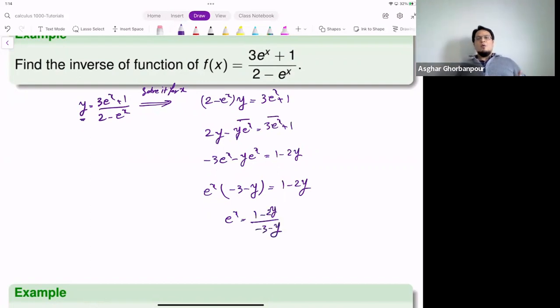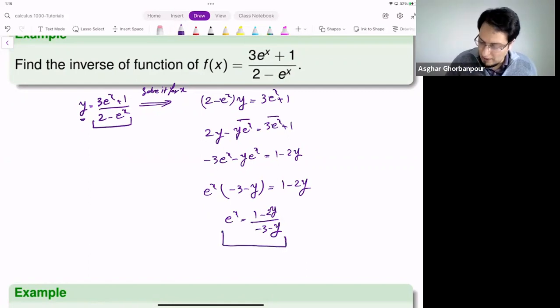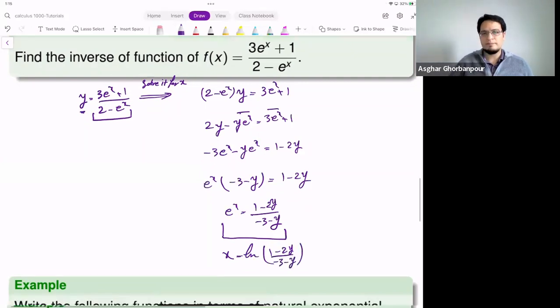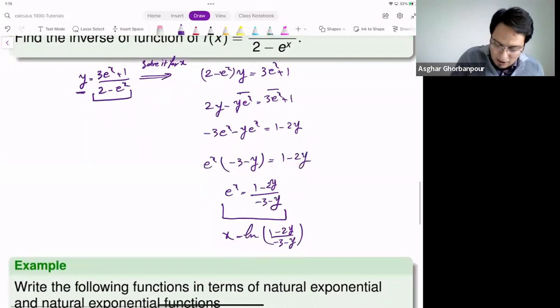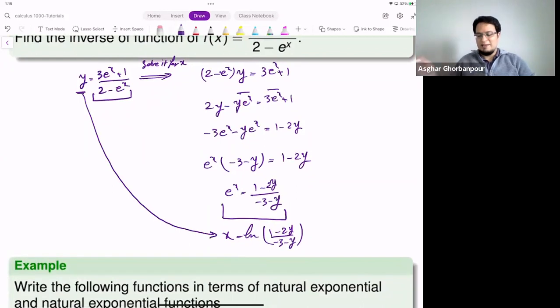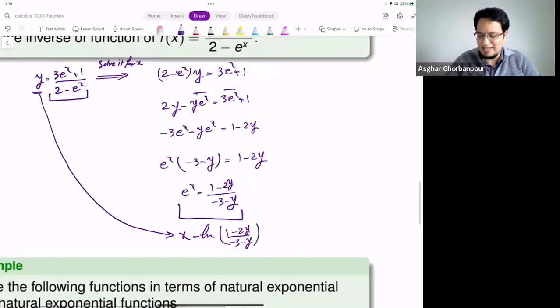Very nice. Well, to get this output, my input x should have this property. e to the power x must be equal to that value. But to get rid of e to the power x, I can take ln of both sides. The left-hand side will be just x equals ln of (1 minus 2y) over (negative 3 minus 2y). So this output is obtained by this input. We have found the F inverse.